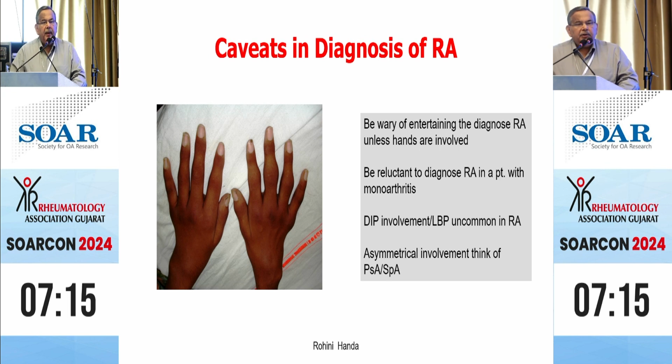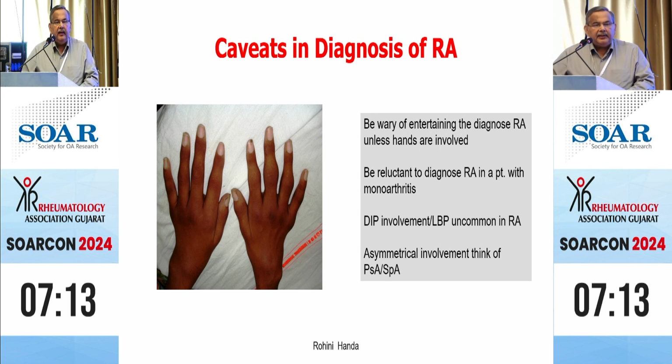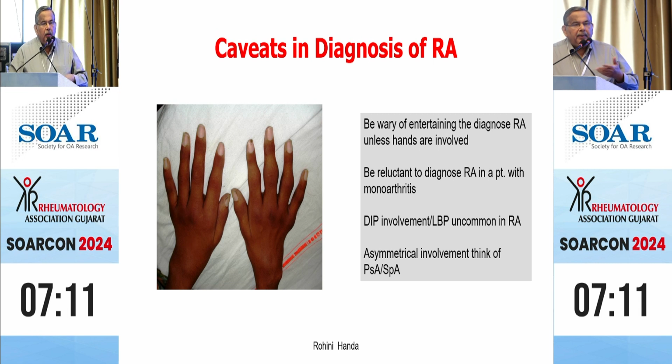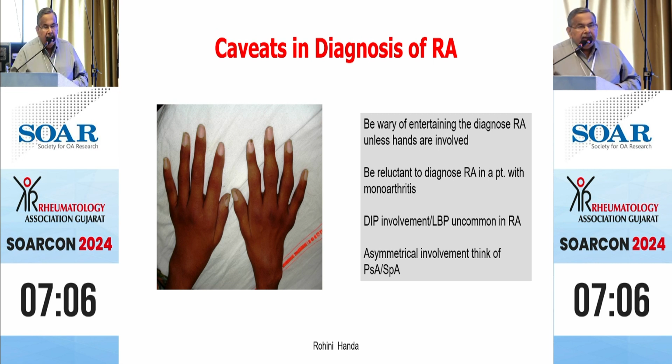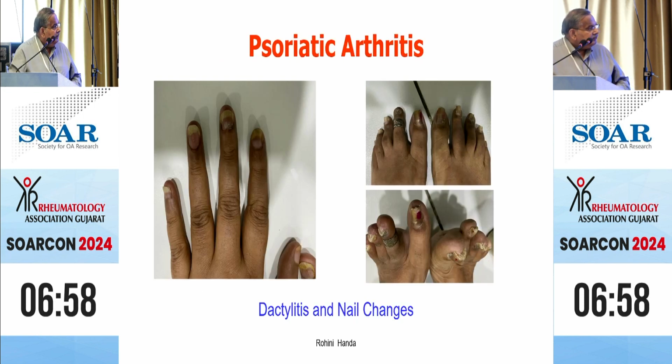Low back pain due to rheumatoid, again, that's not common. The only part of the spine that gets affected is the cervical spine. And last but not the least, asymmetrical involvement, you need to think in terms of psoriatic arthritis.